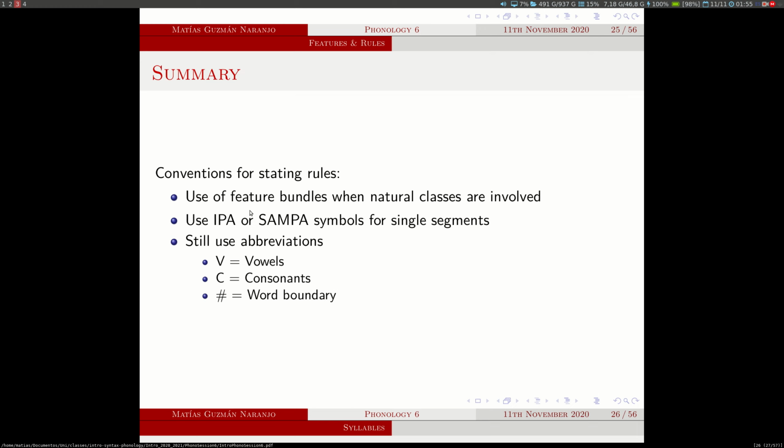So, summary convention for stating rules: you should use feature bundles when natural classes are involved, so when there is not just one single phoneme, but multiple phonemes. You should use IPA or SAMPA, preferably IPA, and you can use abbreviations like V for vowel, C for consonant, and word boundaries, etc.